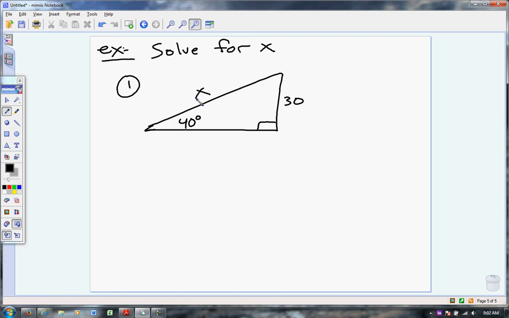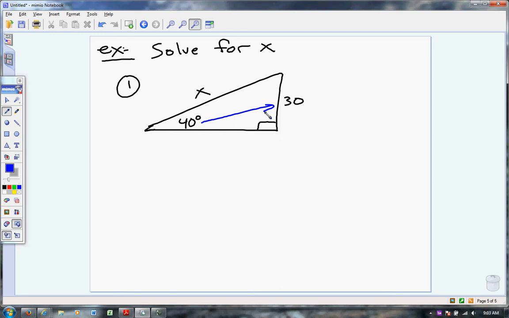Okay? So they want to know what the length of the hypotenuse is. Well, one thing I know, if it's a right triangle, if I have an angle and a side, I can find the rest. So what you have to decide is which trig function to use. So I have an angle. Which side is that in relation to the angle? Is it opposite, adjacent, or hypotenuse?